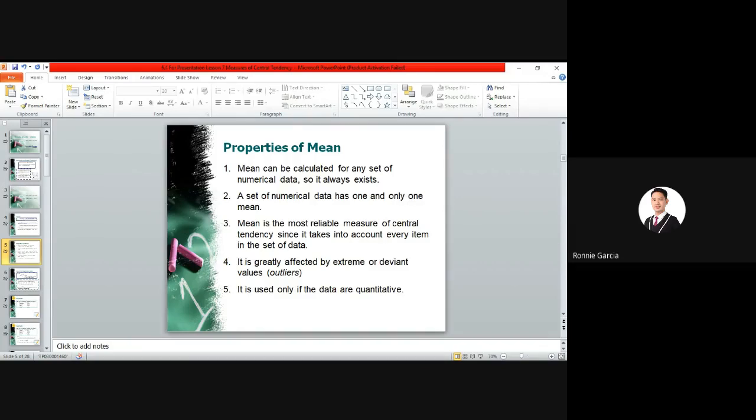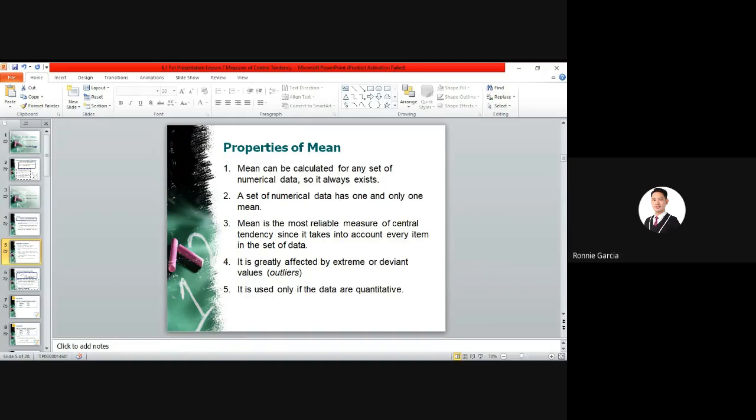There are things that they transmute, di ba? For example, the data they got are descriptions like very good, good, not so good. So to get the mean, we need to transmute them into numbers. For example, very good will be number 5, good will be number 4, and so on and so forth, before we can get the mean. Okay, number 5 tells us that it can be used only if the data are quantitative.